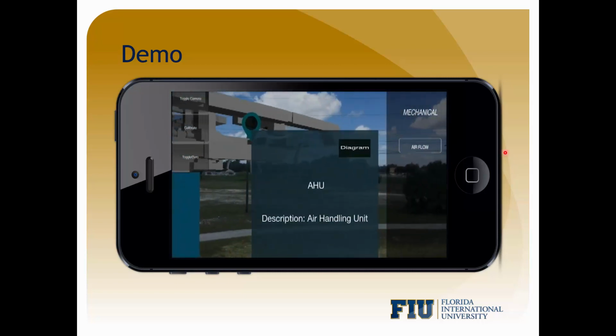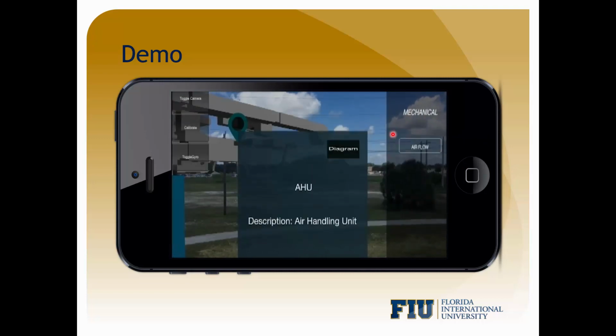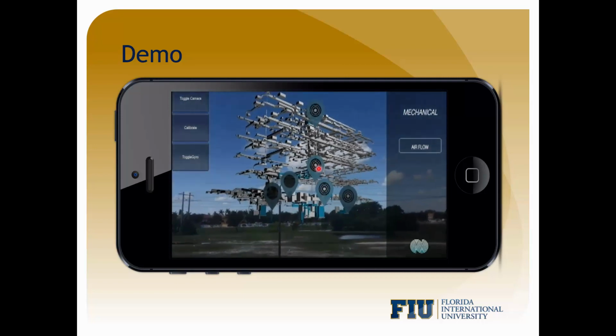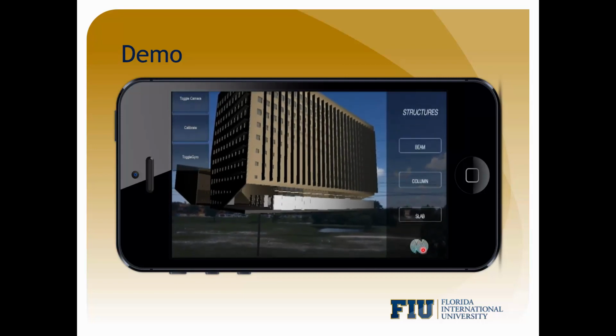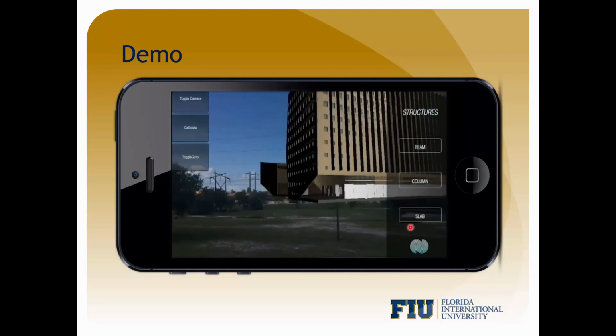Then we can move from one icon to another, click it, and see a description. Here again, we go back. We click on the icon to go further back. So here we see another description.